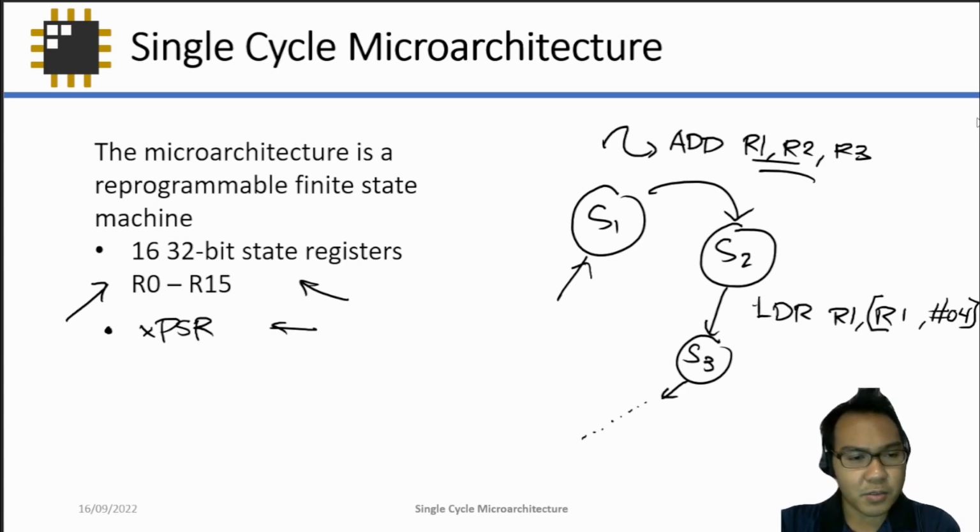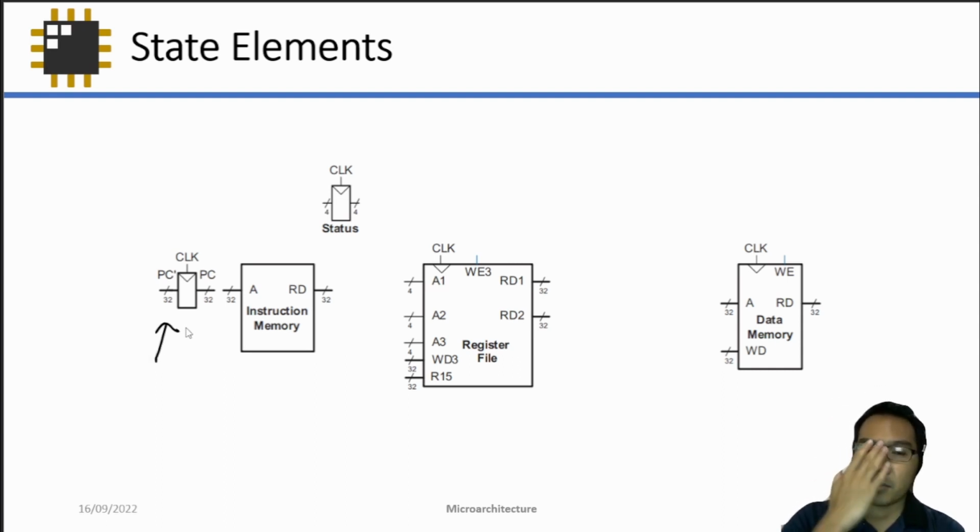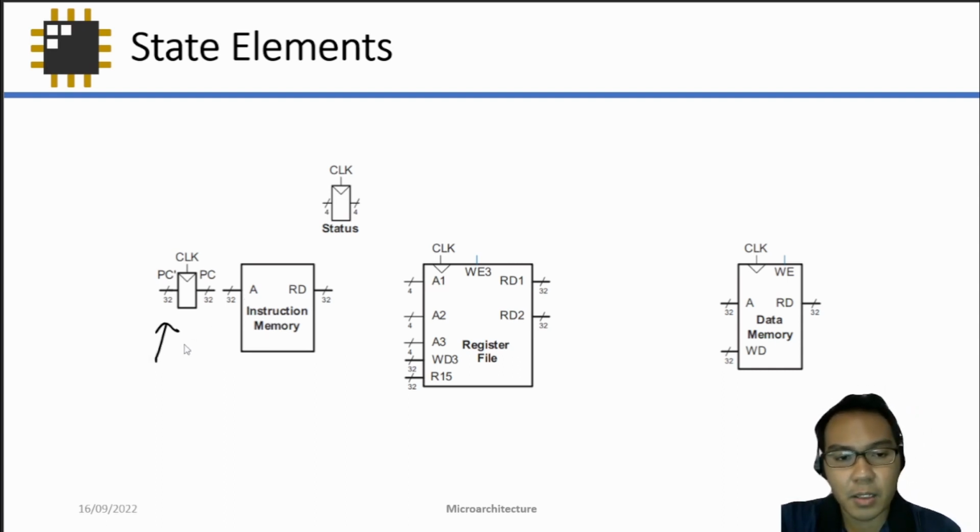So for the processor, we're going to introduce some state elements first for simplicity. The state elements include the program counter. So you've encountered this before. The program counter is the one that tells which instruction we're reading right now. So the program counter stores a 32-bit integer, which is the address of the current instruction.